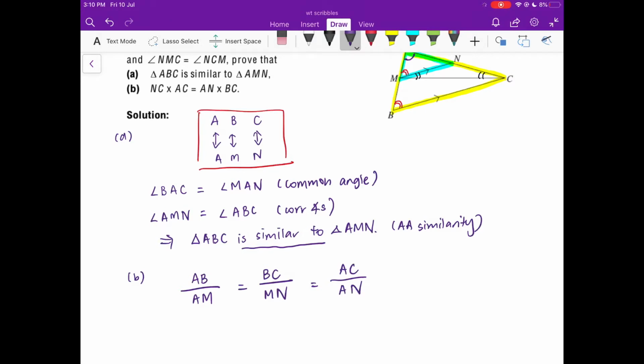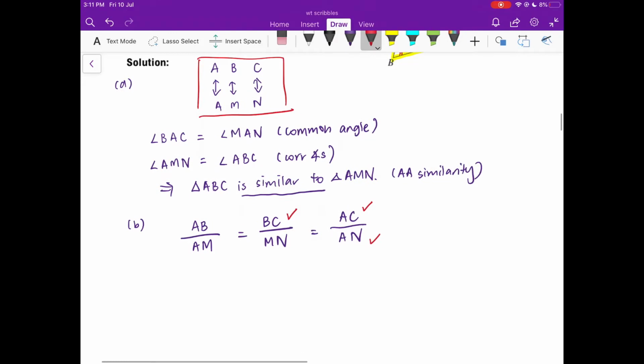Okay, so what do they want? They want NC times AC equals AN times BC. Don't be scared by this question. Take a look at which lengths they are looking at. NC is not here, but don't worry. We have AC here, we have AN here, and we have BC here. Let us use these two fractions to solve your question.